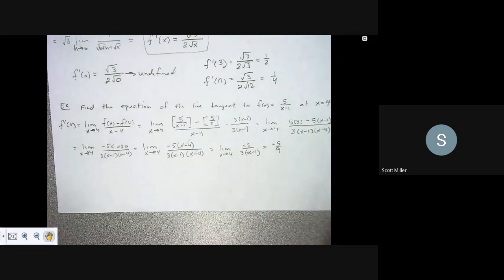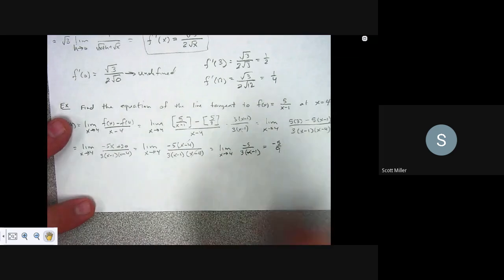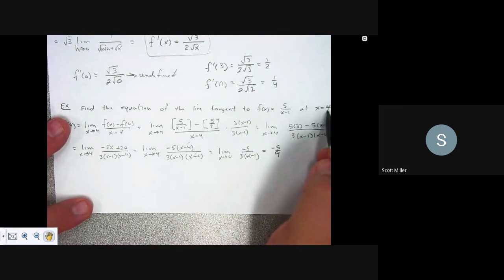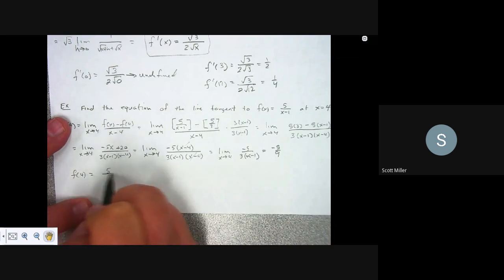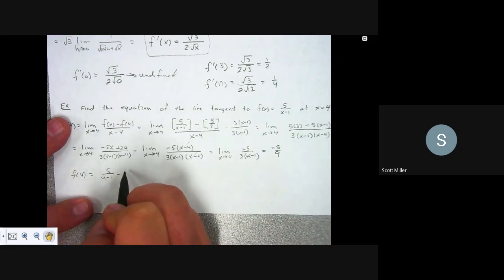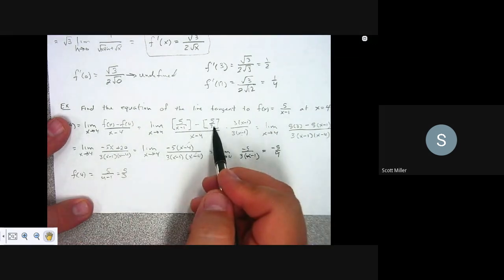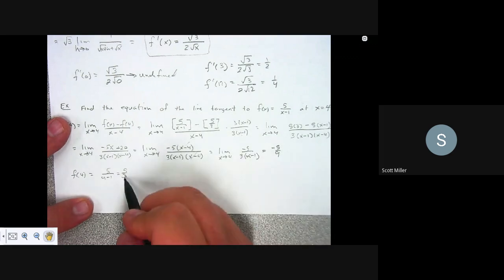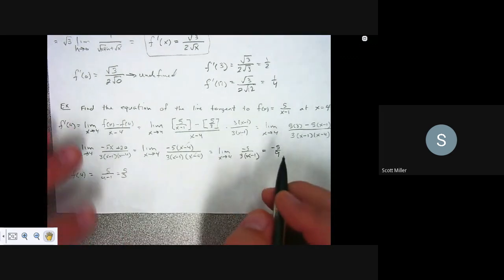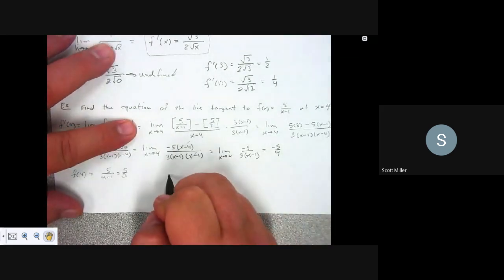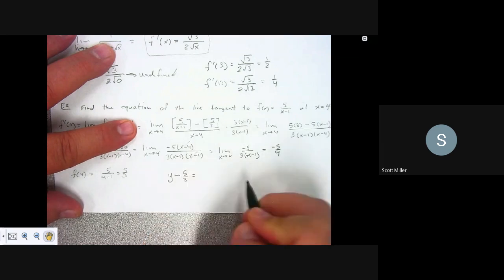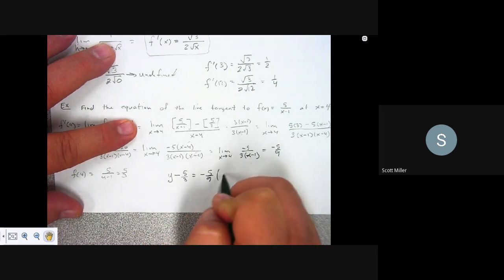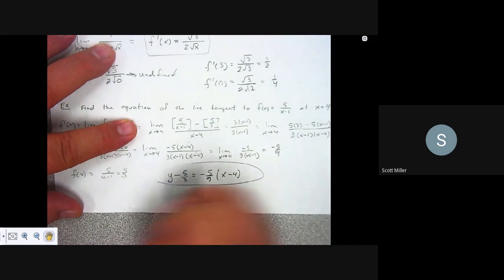So remember, I need a slope and a point. Since this is the slope, I need the point. I need the point at x equals 4. So what is f of 4? That is 5 over 4 minus 1. And we already found this value anyway, and that is 5/3 because we found it right there, remember? Okay, so there's my point, there's my slope, and so we can go right to our equation. It is y minus the point value, equals the slope, times x minus 4, and that is the equation of a tangent line.